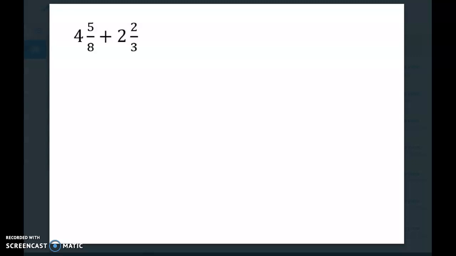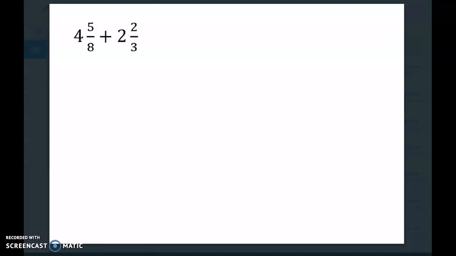Here's an example of how we add our fractions with mixed numbers. So remember what we learned earlier this year. We are going to add our mixed numbers last. Let's worry about our fractions first, and then we'll add in our mixed numbers.